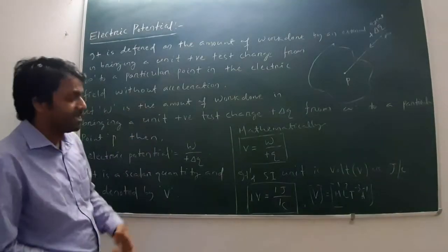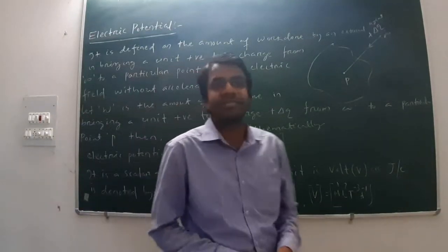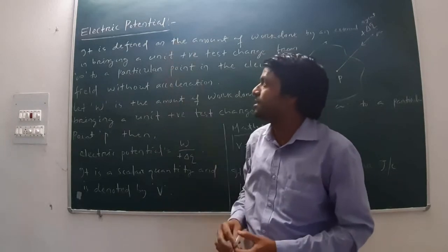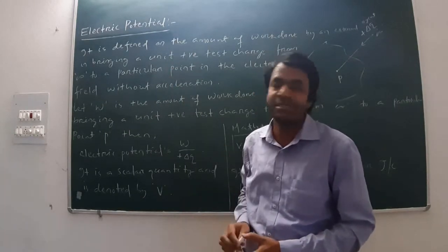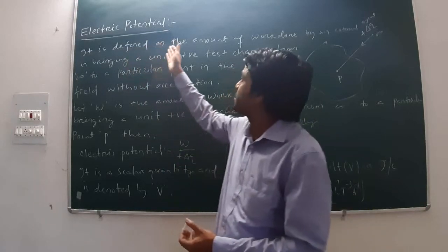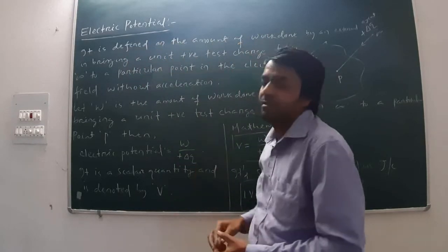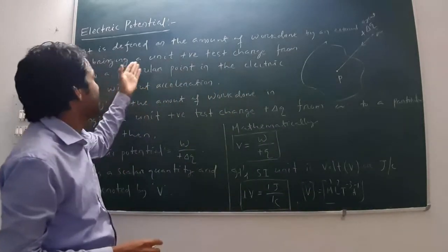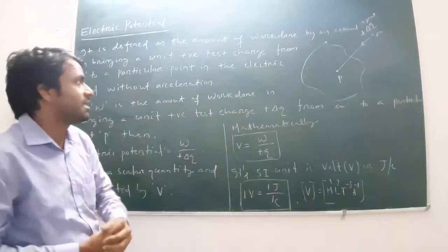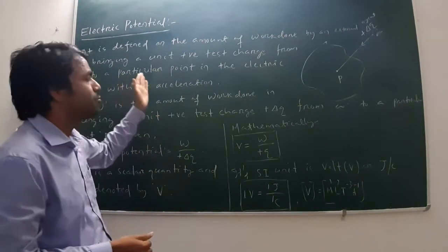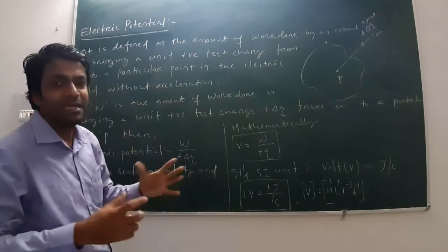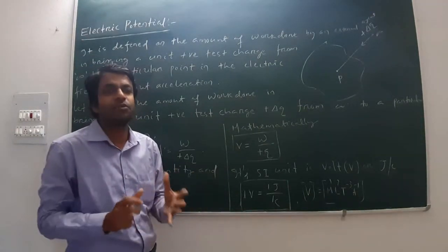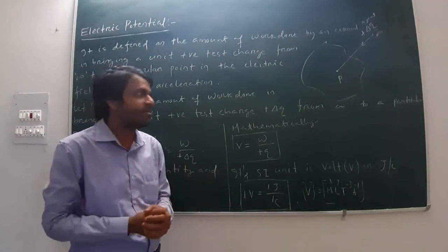Students, today we discuss electric potential. First we have to define the electric potential. What is the definition of electric potential? It is defined as the amount of work done by an external agent in bringing a unit positive test charge from infinity to a particular point in the electric field without any acceleration.